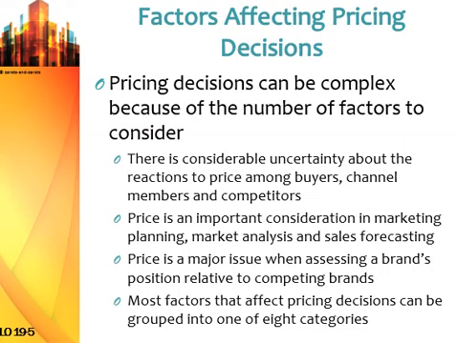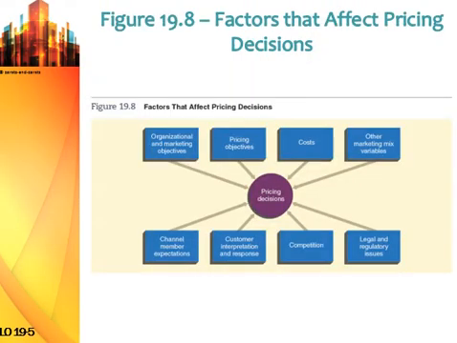Most factors that affect pricing decisions can be grouped into one of 8 categories. So here are the 8 categories. Let's look at them one by one.